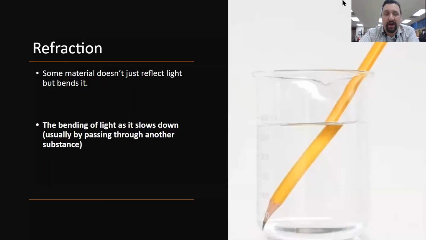Refraction. Now, sometimes light doesn't just reflect off something, it bends inside of it. This is usually happening as it's turning from one material to the other. In the case of a prism, it's going from the air to a solid. In the case of the picture here, a pencil sitting in a glass of water, it looks like it's broken, but it's not. It's bending the light because it's changing from one speed to the other. Your perception is distorted because the light is bent. Refraction is the bending of light.